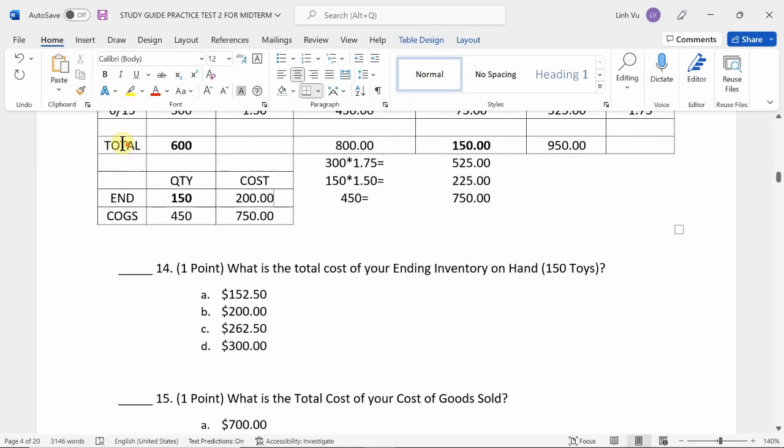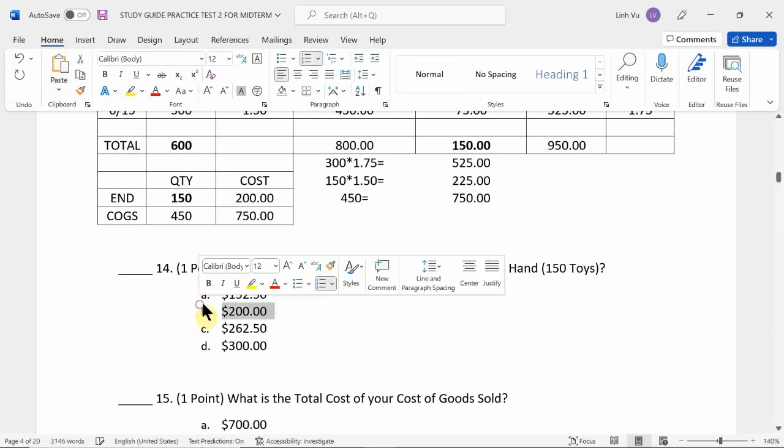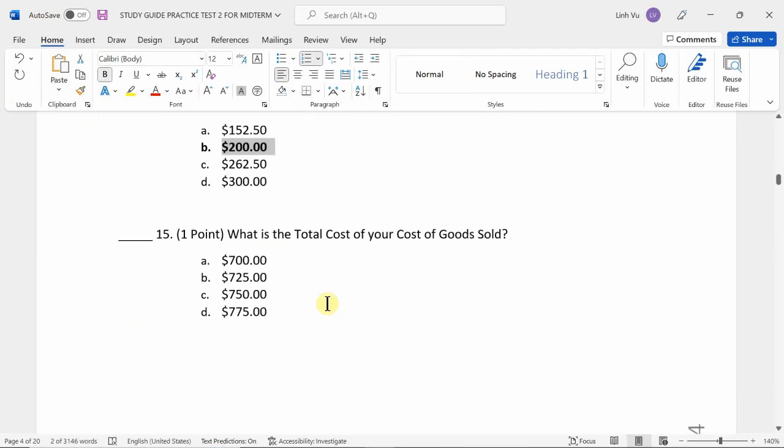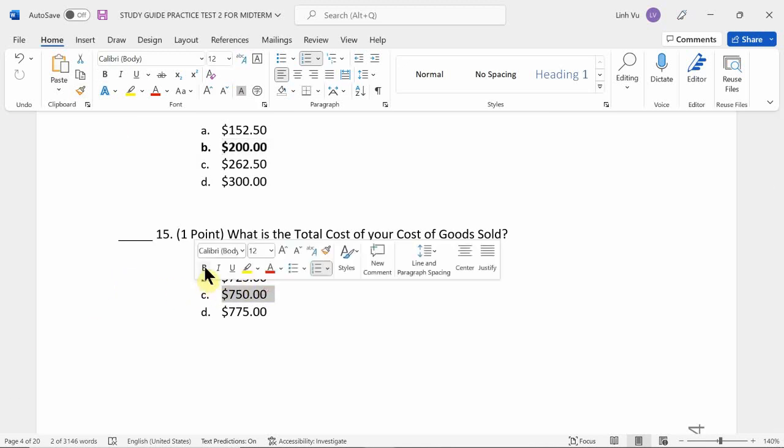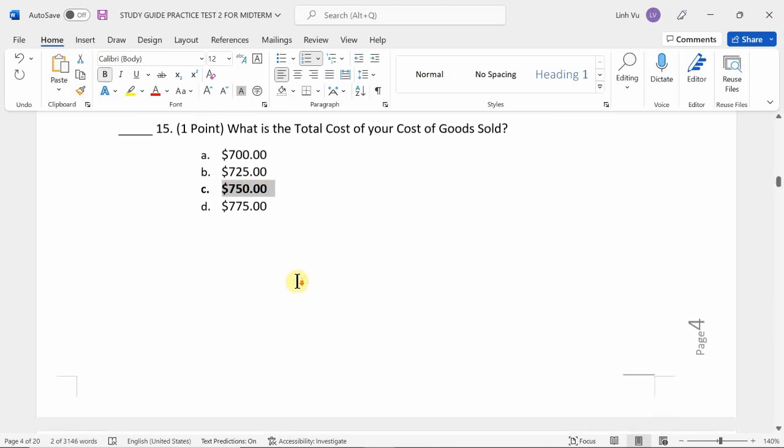Okay? So, question 14. What is the total cost of your ending inventory? $200. Good. And then number 15. What is the total cost of your goods sold? $750. Okay?